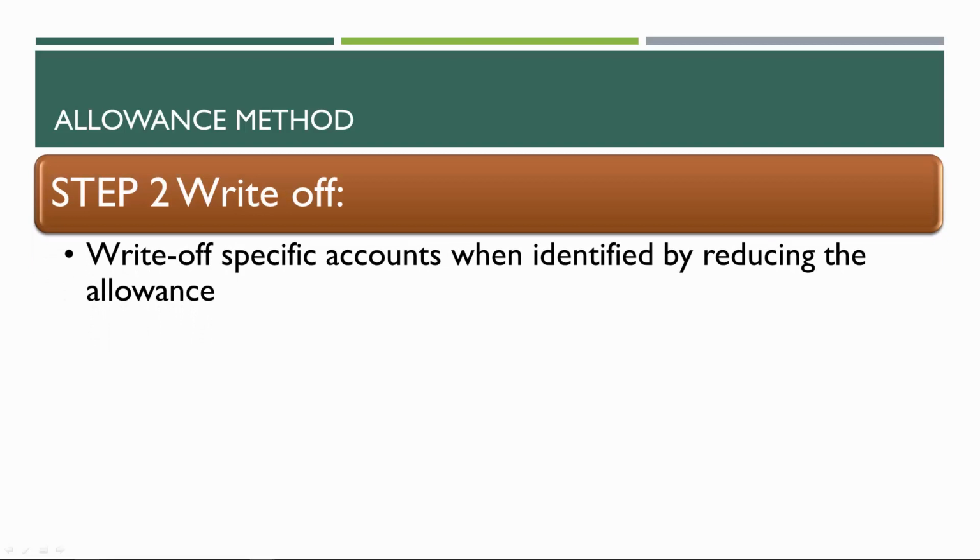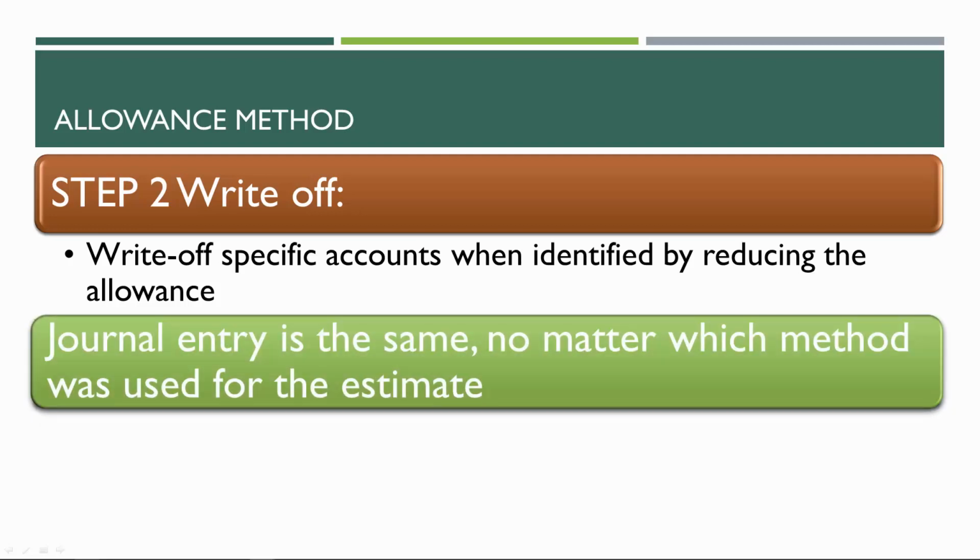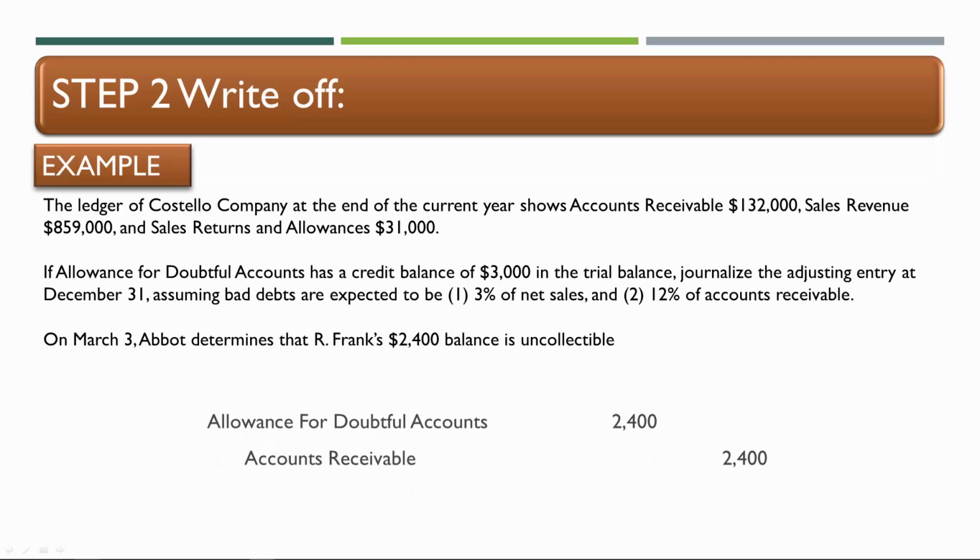Now we can look at the next step, which is the write-off. So the write-off is going to occur at a later point in time when we identify a specific account that we're not going to collect. In step 1, we're doing an overall estimate in total, looking at all of our receivables or all of our sales. In step 2, we're identifying a specific account and writing off that person that owes us money. And so it doesn't matter which method they use to make their estimate, the journal entry for the write-off ends up being the same.